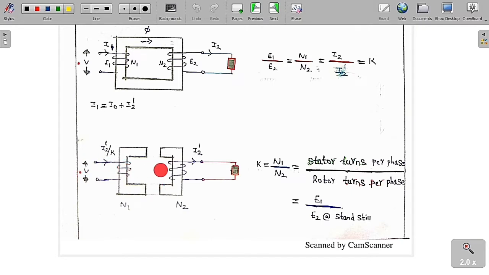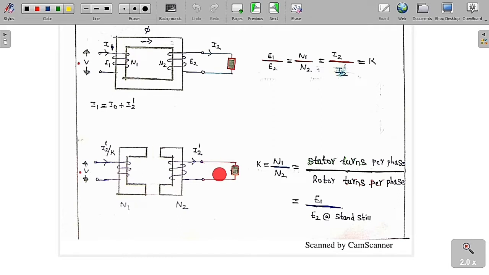This is the primary winding, this is the secondary winding. The primary winding has a number of turns N1 and the secondary winding has a number of turns N2. If I connect a load to the secondary winding, the secondary winding is going to give a current, suppose let me assume this is I2 dash. Then what is the current here? The current here is very simple, which is I2 dash by K.